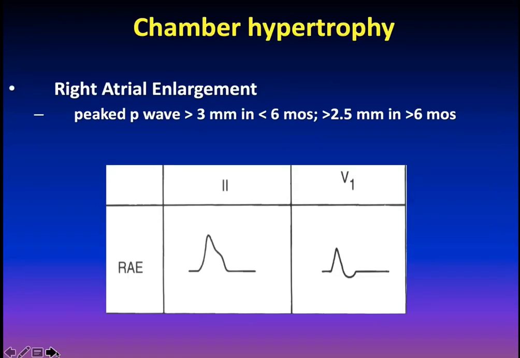Sorry. Okay, check for hypertrophy. For the hypertrophy, you just memorize how to interpret it. For right atrial enlargement, there is a peaked P wave, which is more than 3 millimeter in 6 months old and below, and more than 2.5 millimeter in more than 6 months old. So this is the P wave. If the P wave is more than 3 millimeter, that is right atrial enlargement. Aside from the peaked P wave, if there is a double P wave, that is also right atrial enlargement.